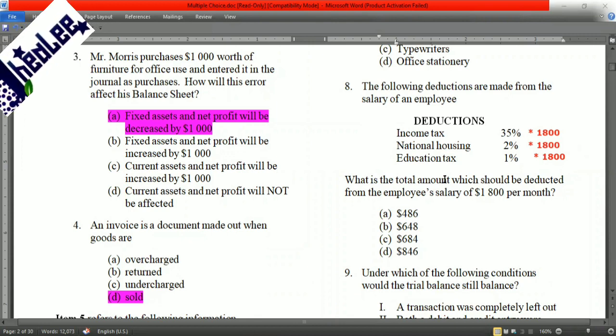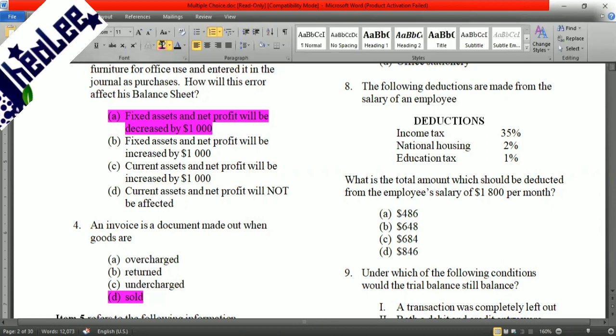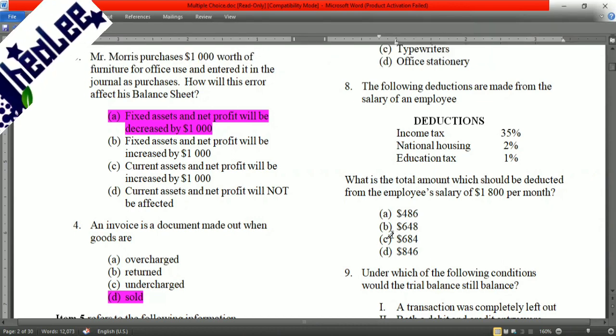And to get your total deduction, you'd add all those figures together, 630 plus 36 plus 18, and that would give you a value of $684. So it means that the total deduction for the month for that employee is $684.